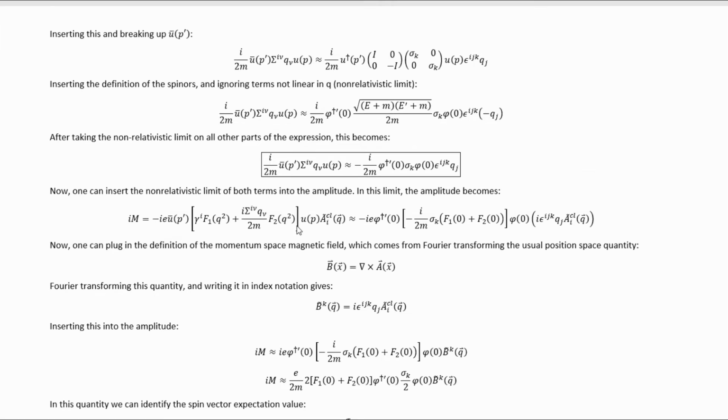Now you may notice that when we plug in the non-relativistic limit of the multiples of the form factors in the first and second terms, we're also inserting the form factors evaluated at Q squared equals 0. This is part of the non-relativistic limit. Remember, we're ignoring anything of order Q squared and higher as a part of that limit.